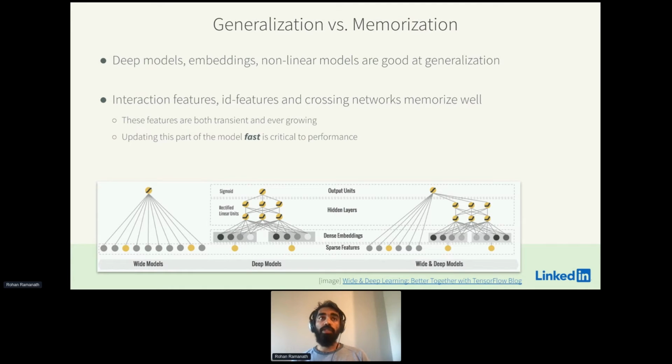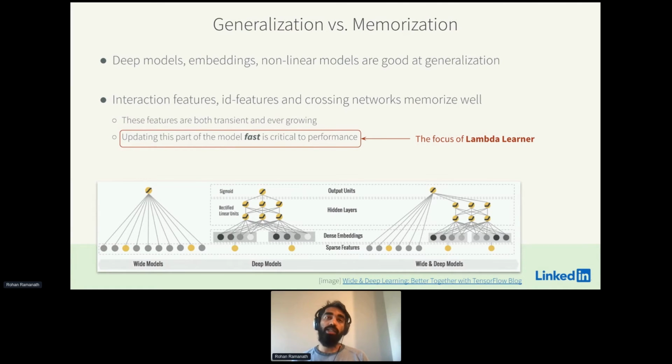A unique part of these memorization features is they're transient and they're ever-growing. What I mean by transient is an entity or a member that's active during my training data is not necessarily going to be active during my test period, right? So they might just go away in a given time window. And they're ever-growing because we keep adding content on LinkedIn, we keep adding new members on LinkedIn, so that space is going to keep growing. And updating this part of the model fast is critical to performance, right? And that is the focus of Lambda Learner. How do we update the memorization part of the model as fast as possible?